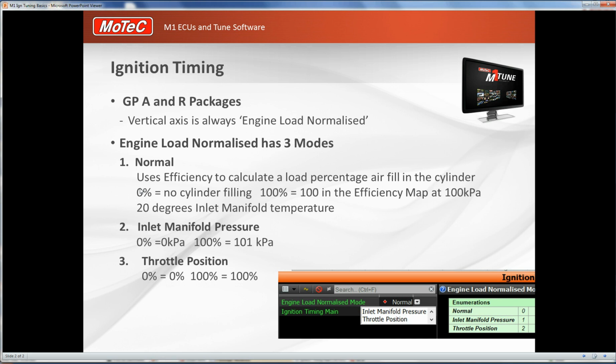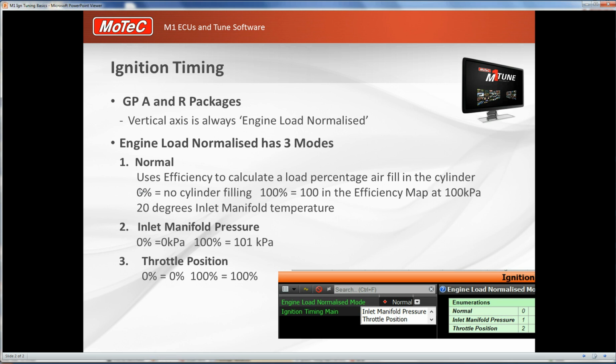In the normal mode, the engine load normalized channel uses efficiency and inlet manifold pressure to calculate an estimated load on the engine. It also uses inlet manifold temperature as well, and based on those three parameters it decides how much physical air is entering the engine proportional to its capacity.